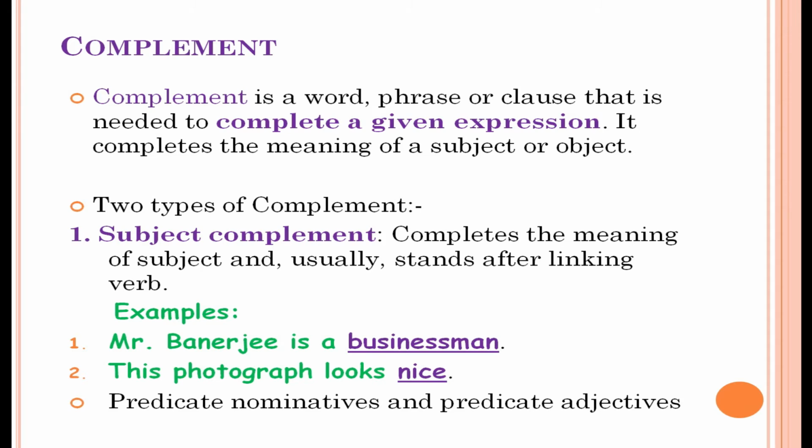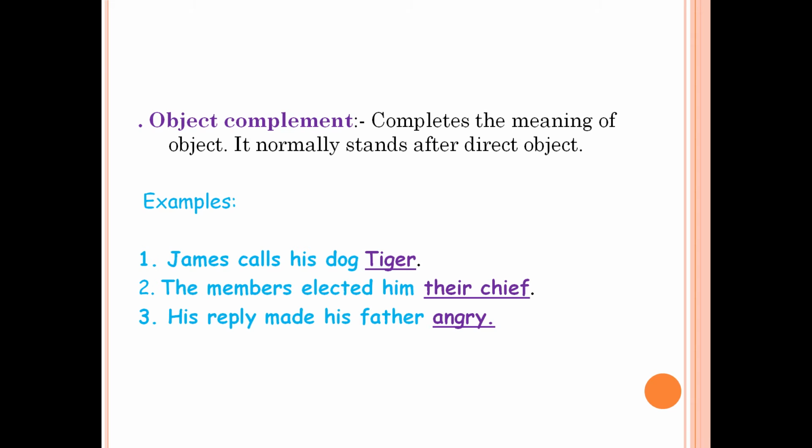It relates to the subject. Subject complements are of two types: predicate nominatives and predicate adjectives. In this example, we have this businessman as a predicate nominative. Let's have a look at an example of predicate adjectives. This photograph looks nice. In this sentence, the word nice is the subject complement and it's an example of a predicate adjective. The object complement completes the meaning of the object, as its name suggests.